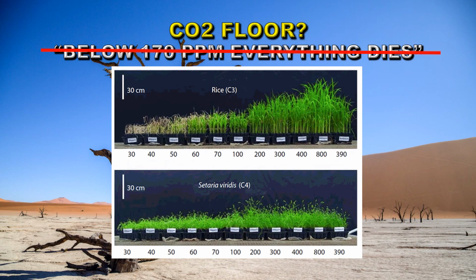And Setaria viridis, which is actually a type of millet, will grow all the way down to 30 parts per million. Now, yes, they're stunted. It's not quite as productive, but it will still grow.